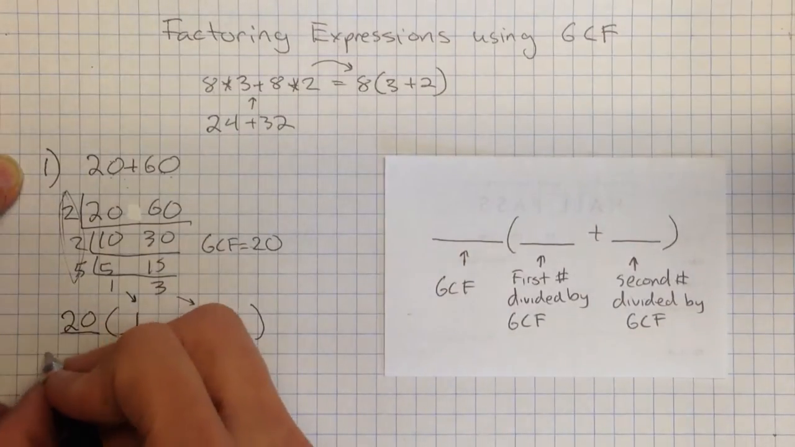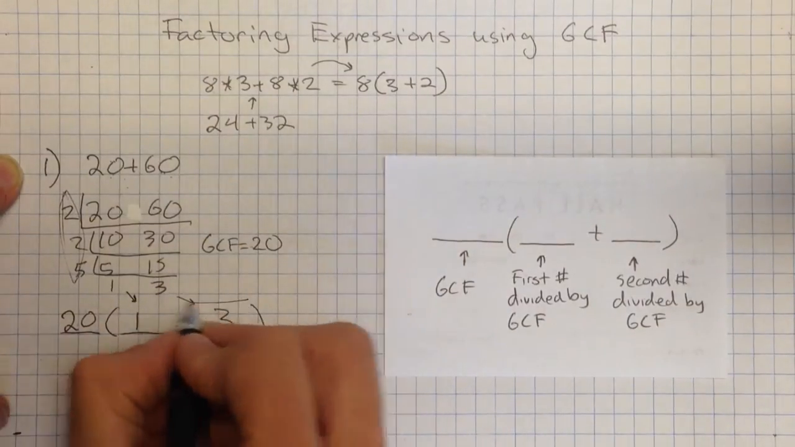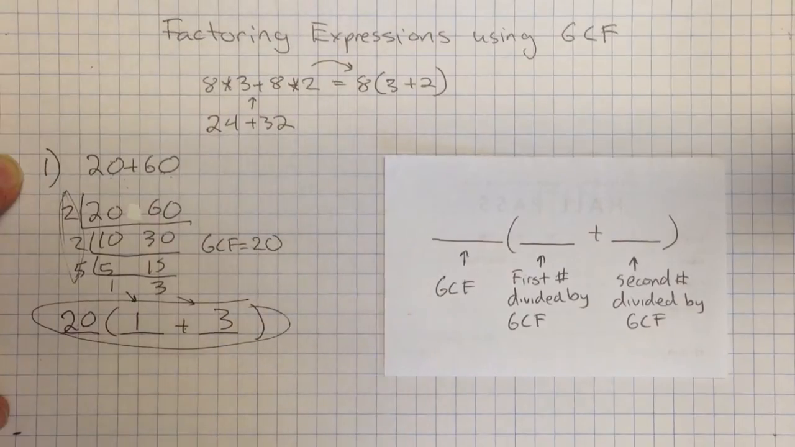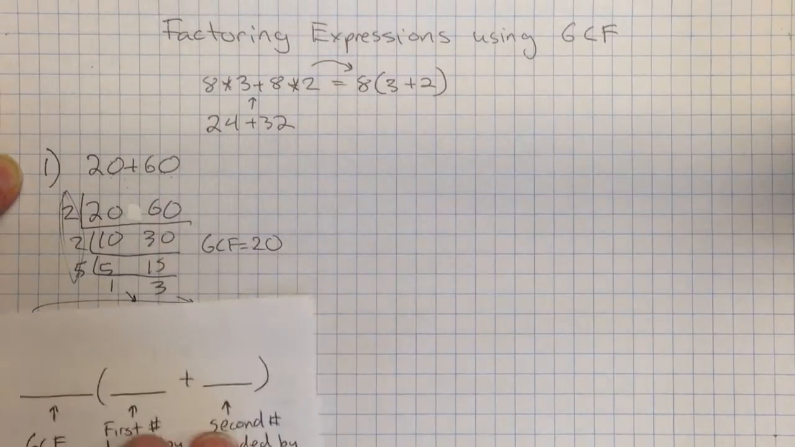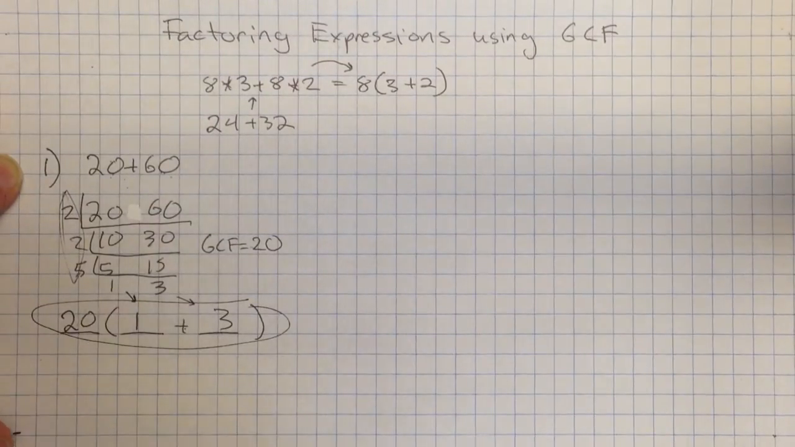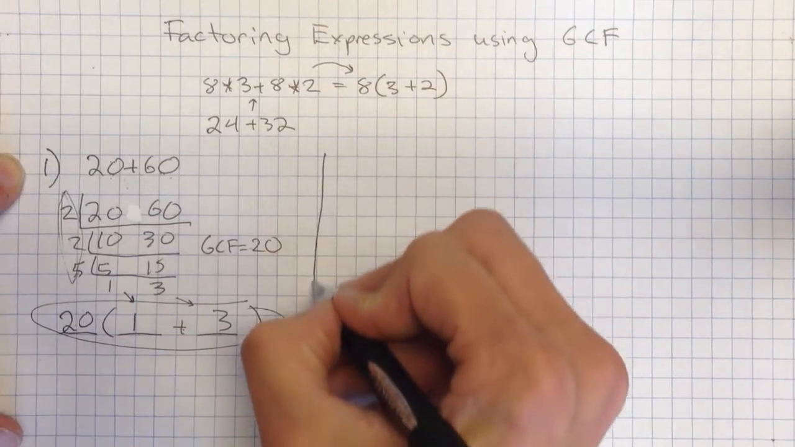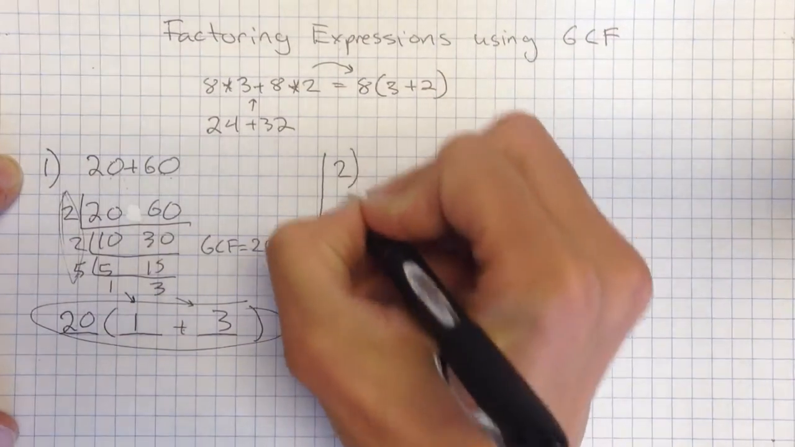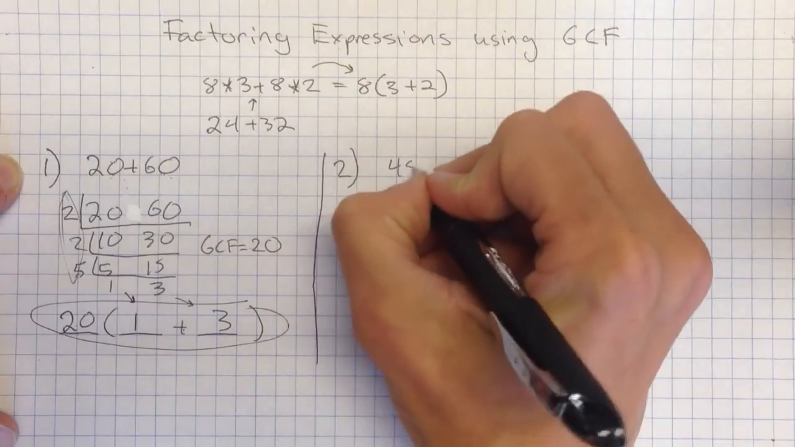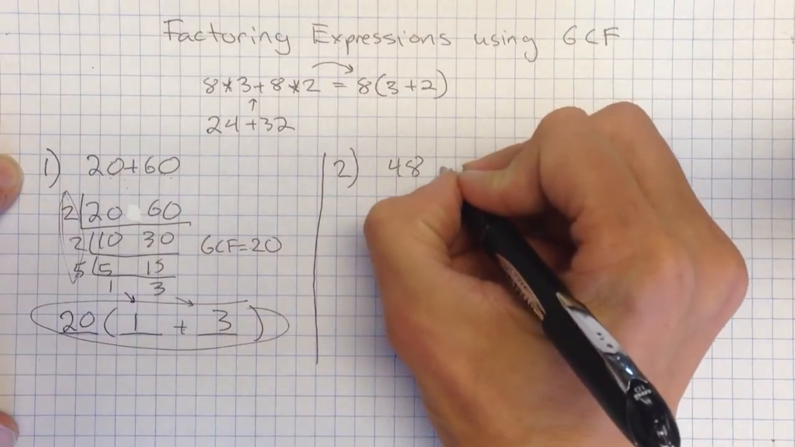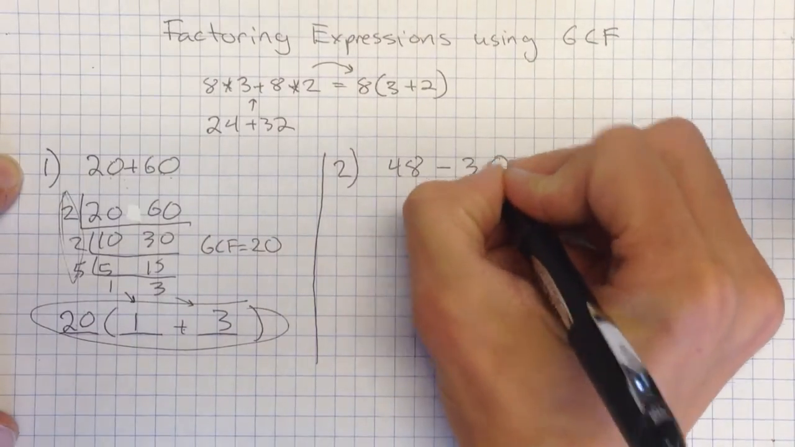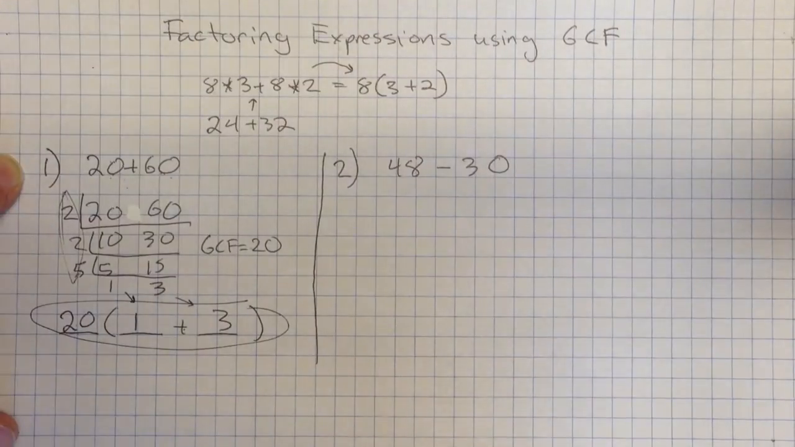We're going to look at another example. So that's your answer for this. That's how you factor out the GCF. Look at another example. Put this to the side. And so we'll call this number 2. And let's say we had 48 minus 30, and we wanted to rewrite that by factoring out the GCF.